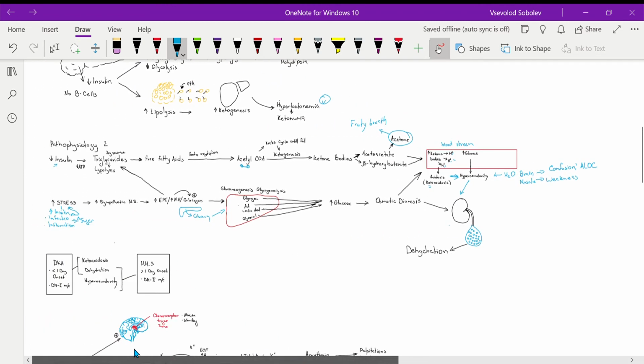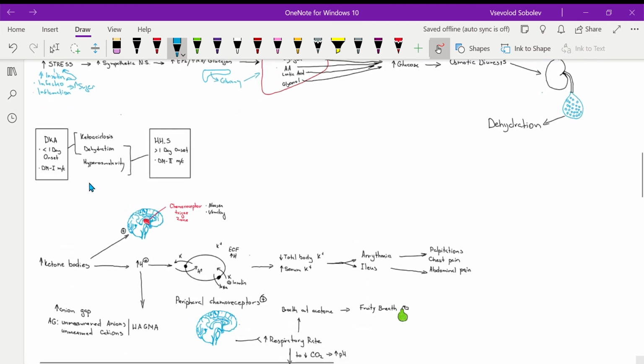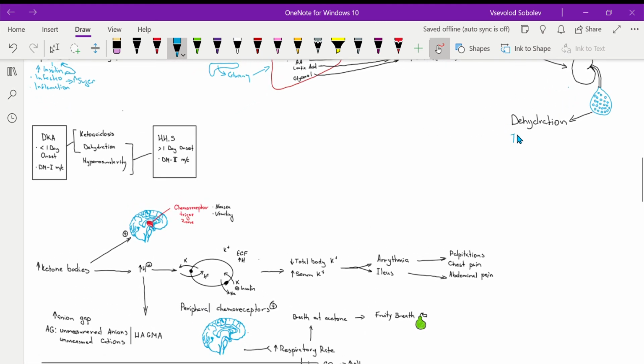Where we will see the tenting, the decreased blood pressure, tenting, and decreased blood pressure.